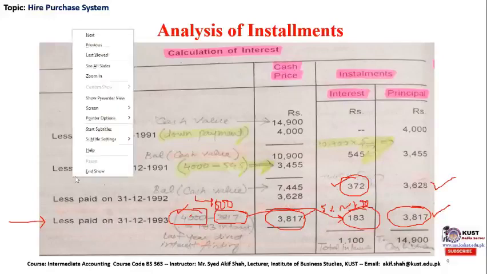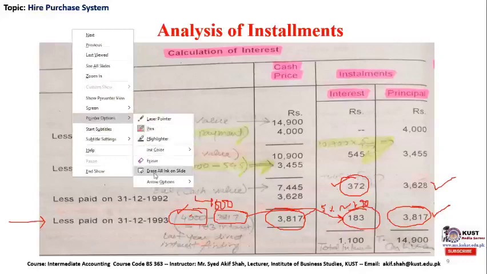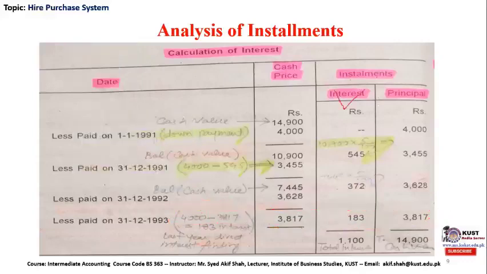This is the way we can divide our installment between the interest payment and the principal payment in each year. So the total hire purchase charge to be paid in this case was 1,100, and the total cash value for this hire purchase agreement was 14,900. If we sum up both these values, then the total amount to be paid in this hire purchase agreement to the vendor or seller will come up to 16,000 rupees.